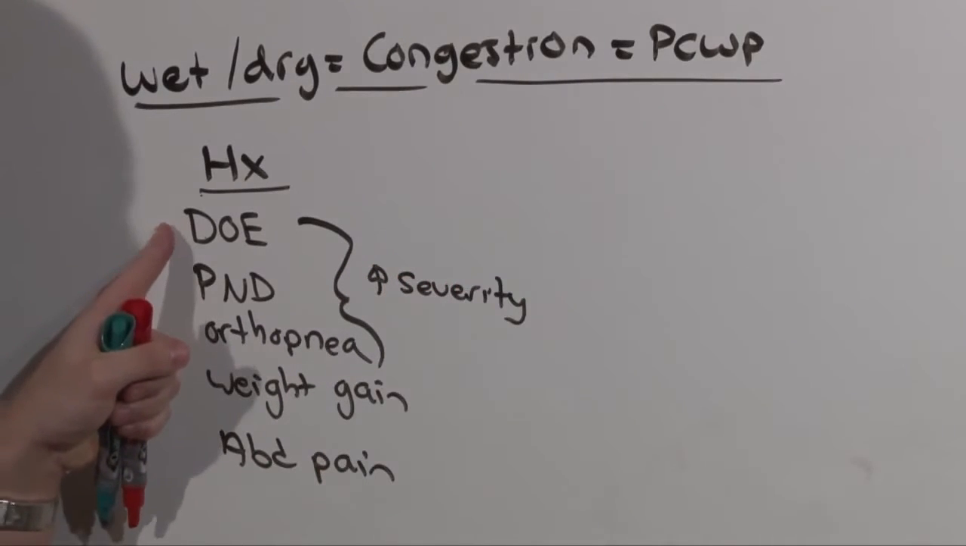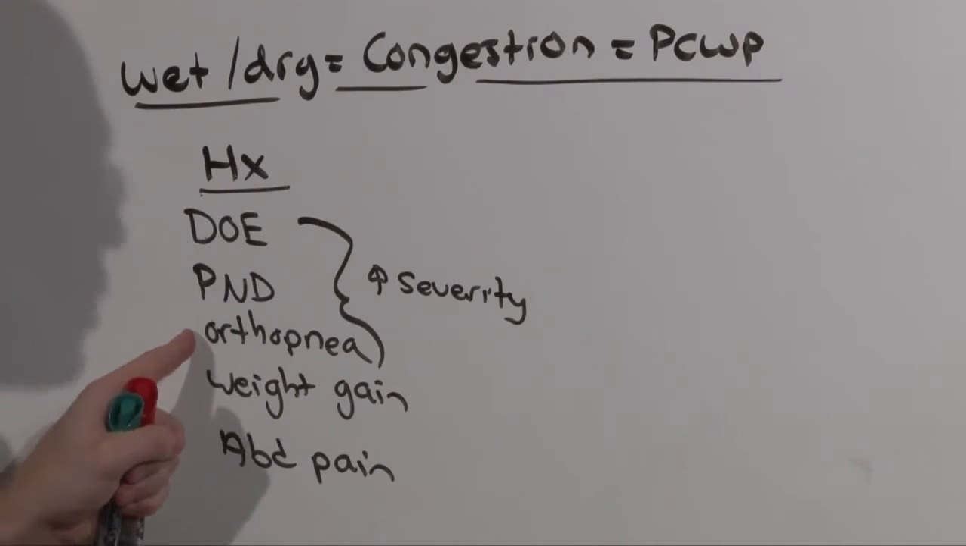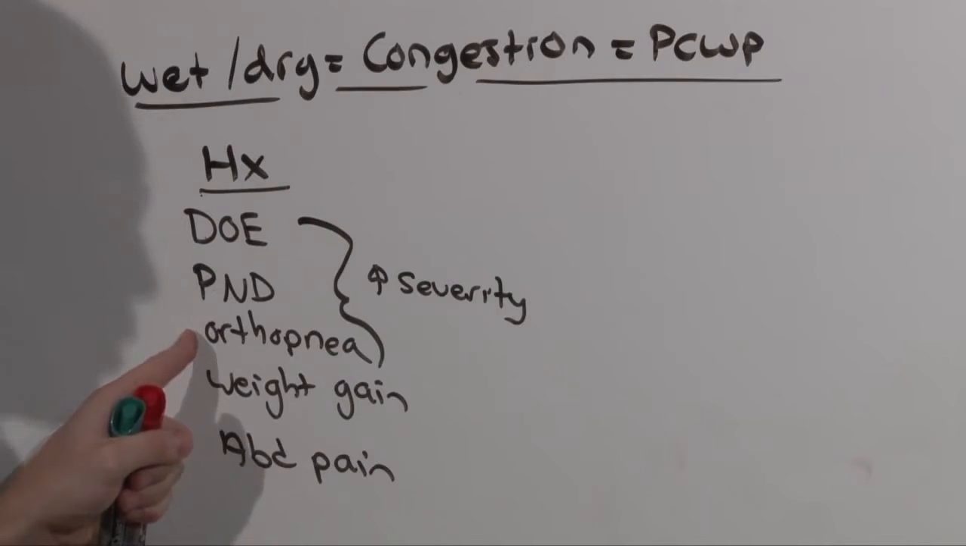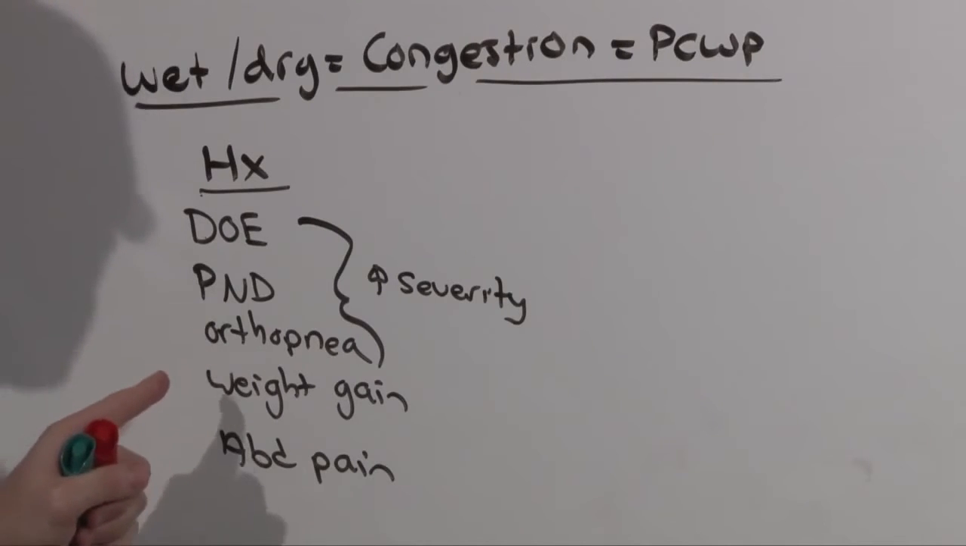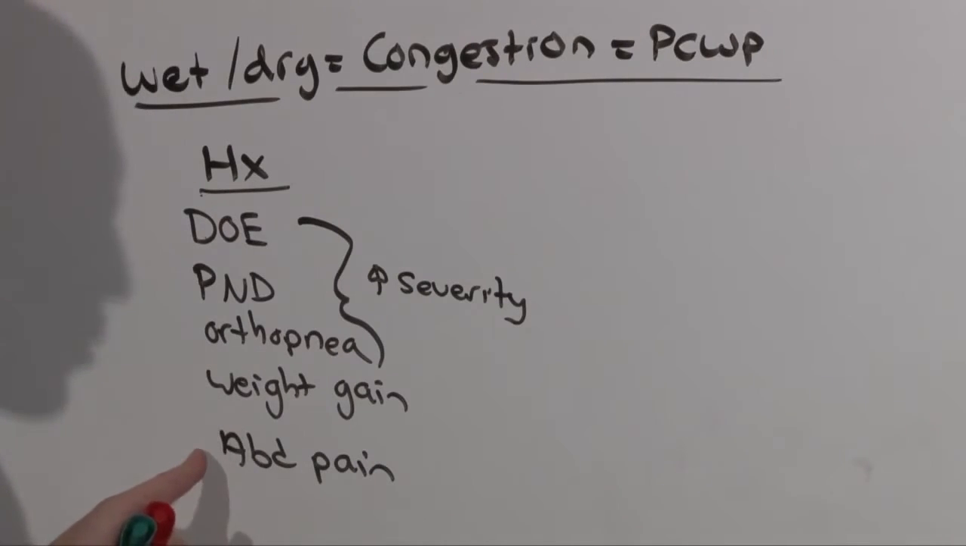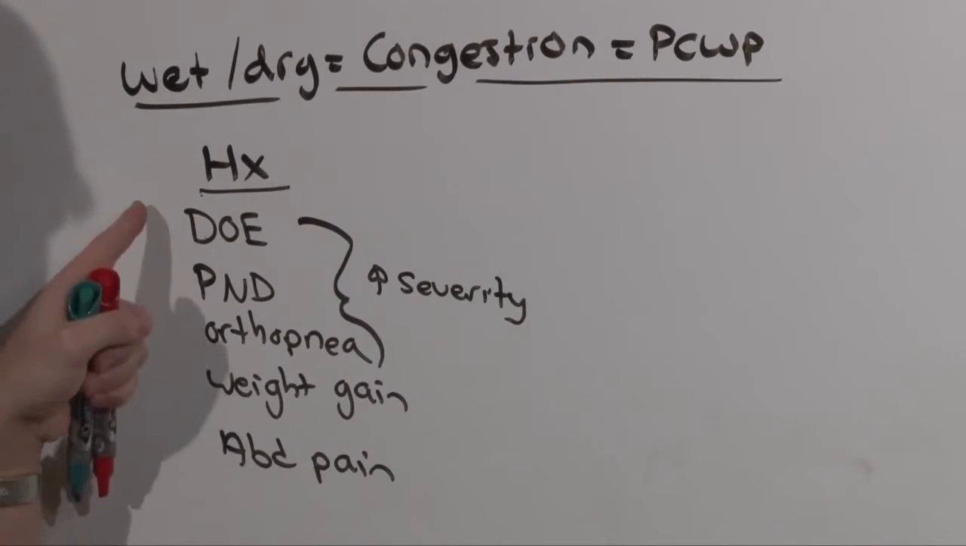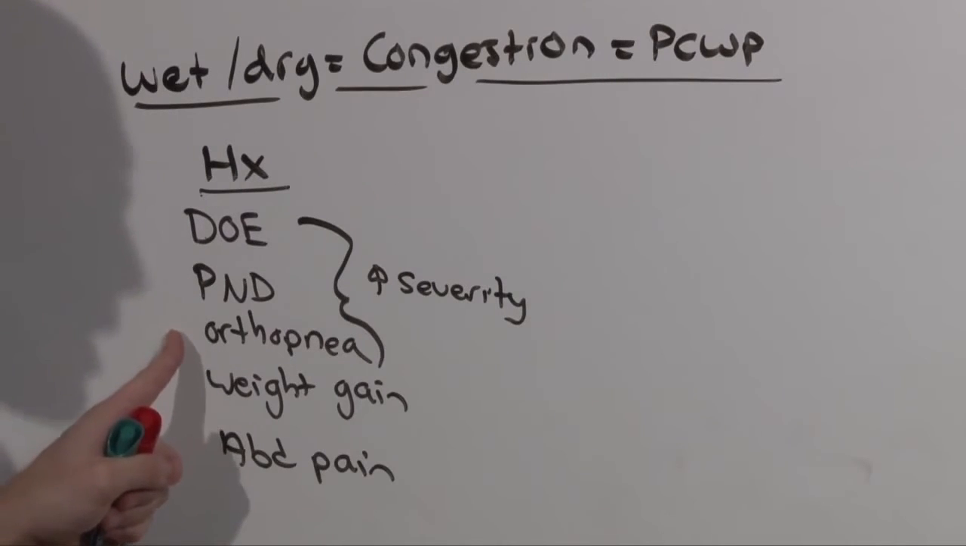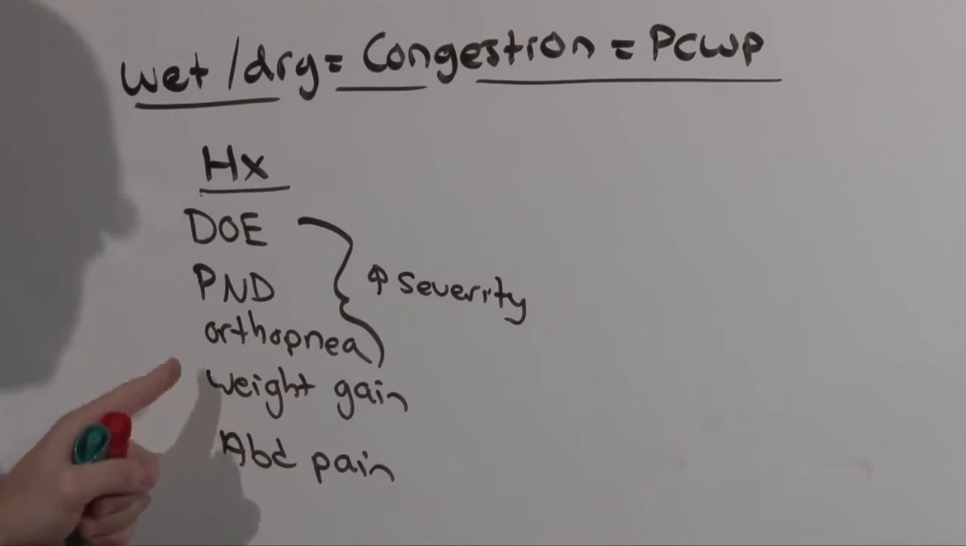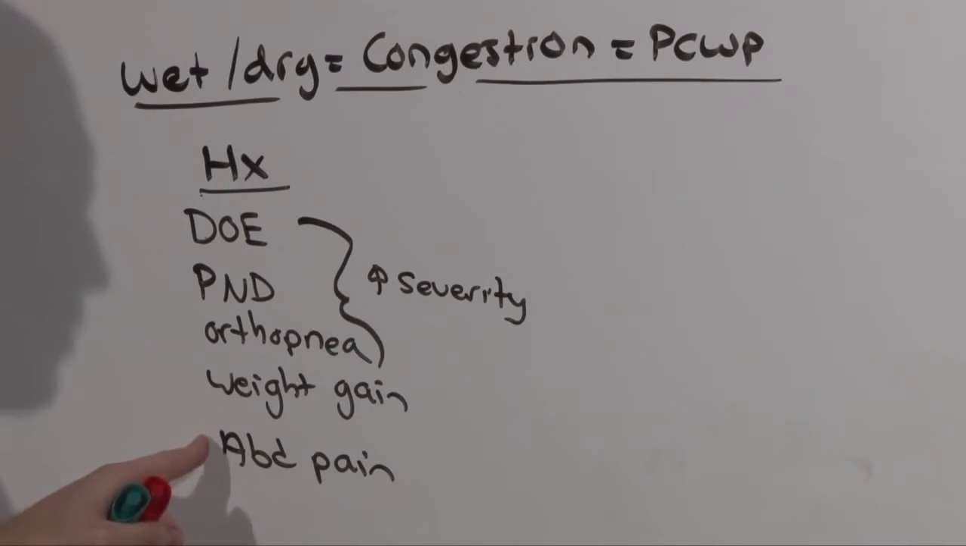2 weeks ago, the person could walk 3 blocks. Now they're dyspneic at rest. The person used to be able to sleep on 1 or 2 pillows. Now they're on 4 or 5. They've gained weight and they have abdominal pain. So you're looking for an increased severity of the 3 things that are going to be classically found in all heart failure patients, as well as weight gain and abdominal pain in their history.